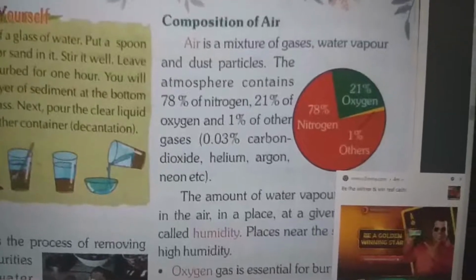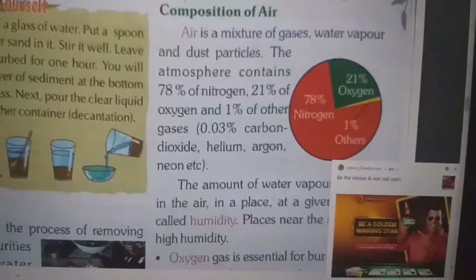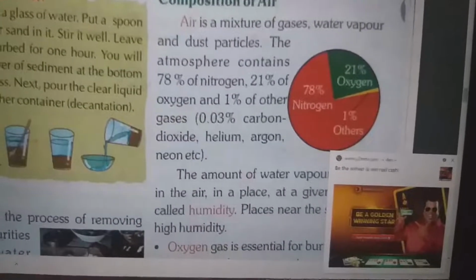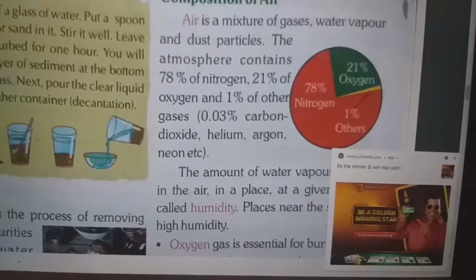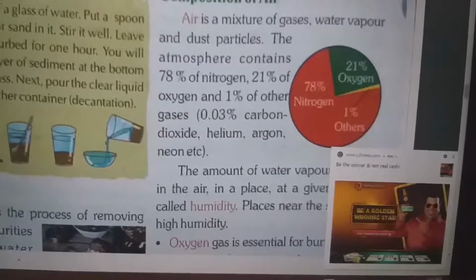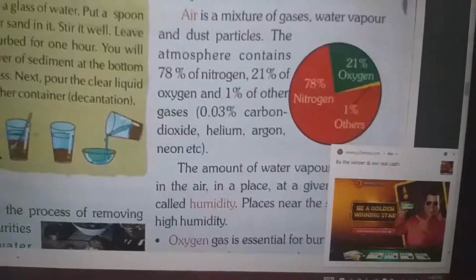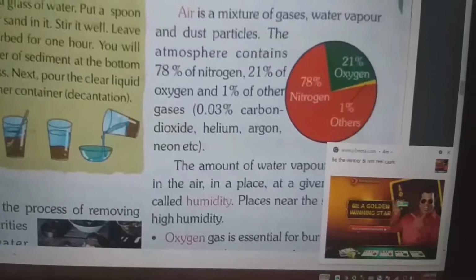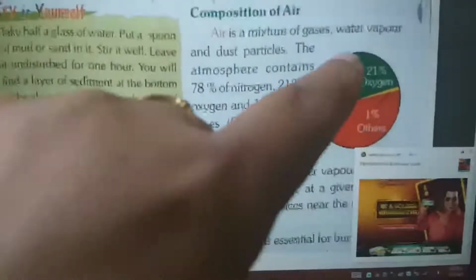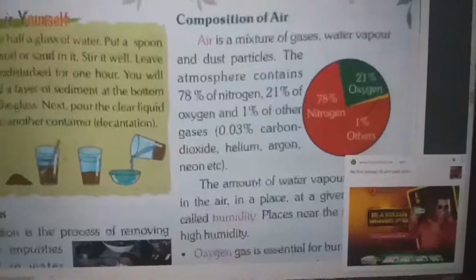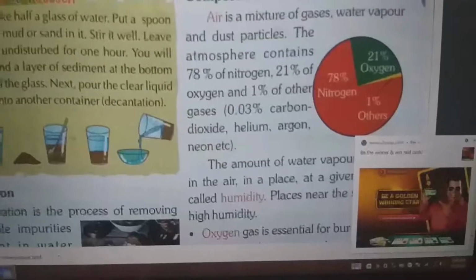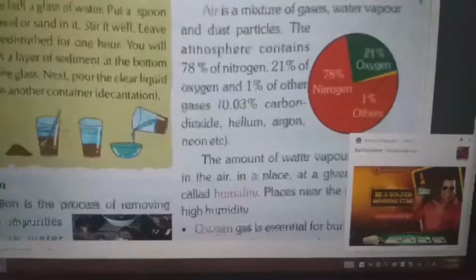Composition of air. Air is a mixture of gases, water vapor and dust particles. The atmosphere contains 78% nitrogen, 21% oxygen and 1% other gases. You can see here in this pie chart, the maximum part of the air is nitrogen, that is 78%. Then 21% is oxygen.